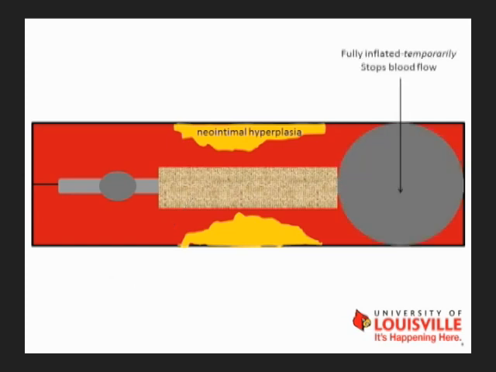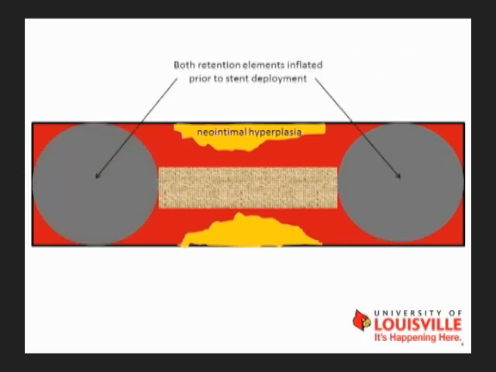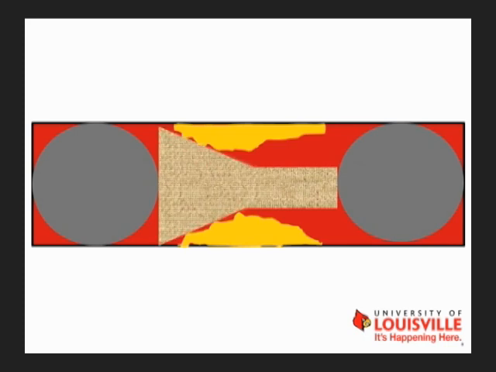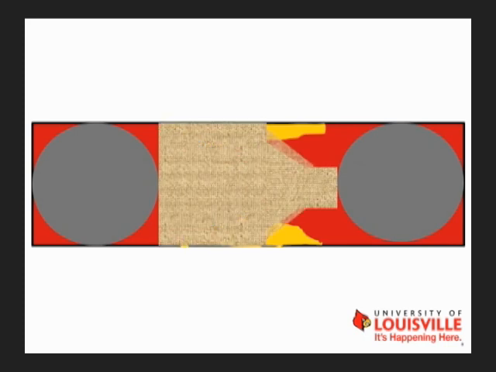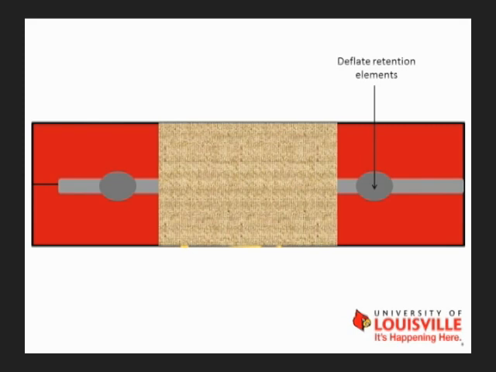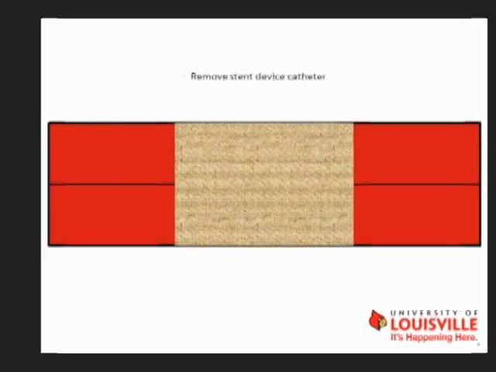It is important to inflate the distal retention element first to temporarily stop the blood flow in the vascular access and prevent the stent from migrating proximally. The proximal retention element is inflated second, preventing stent migration forward. The third step is to deploy the stent while the retention elements are both inflated. Once the stent is fully deployed, the retention elements are deflated and the stent catheter is removed.